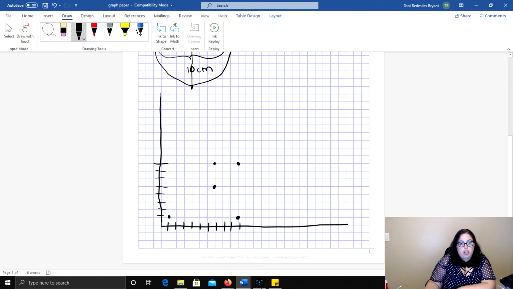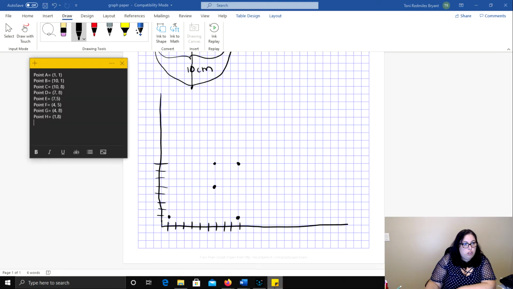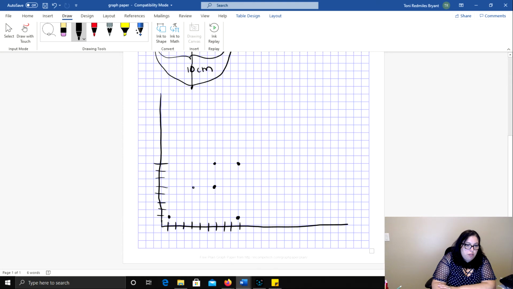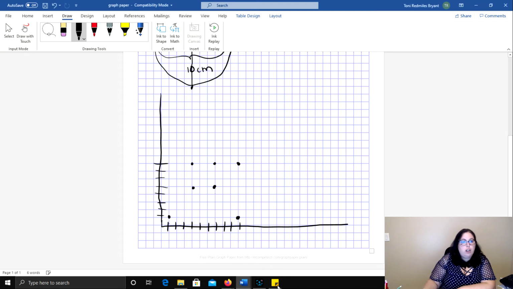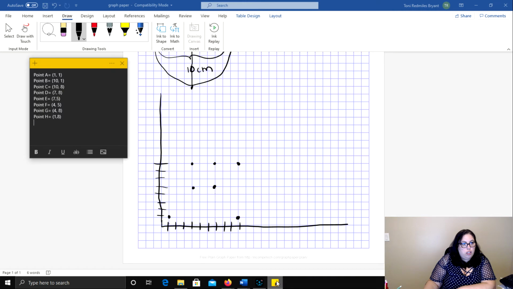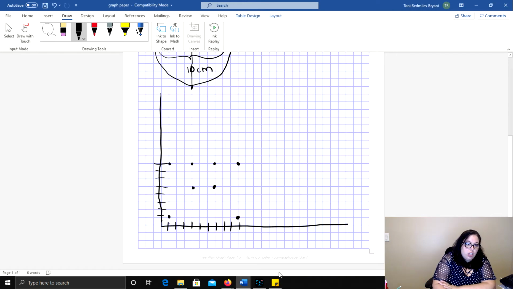Kind of interesting, that shape. And then we have 4, 5. So 1, 2, 3, 4, and then 5. 4 and 5, and then 4 and 8. So all the way up there. And 1 and 8. So there's different ways you could have done this.